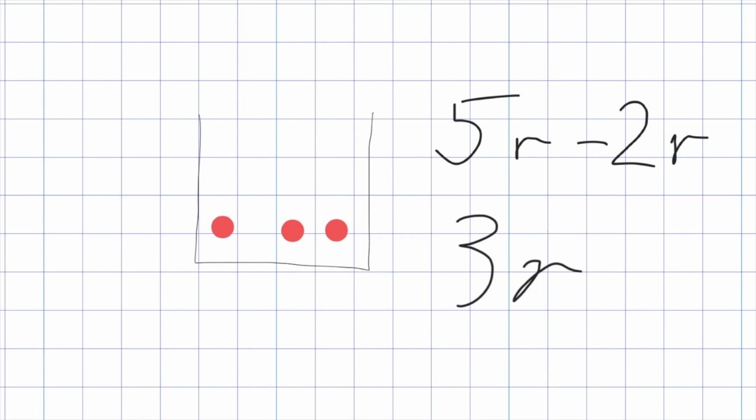Keep in mind, very important factor here, same variables, all the way through. These are all like terms because they have the same variable attached to the coefficients.